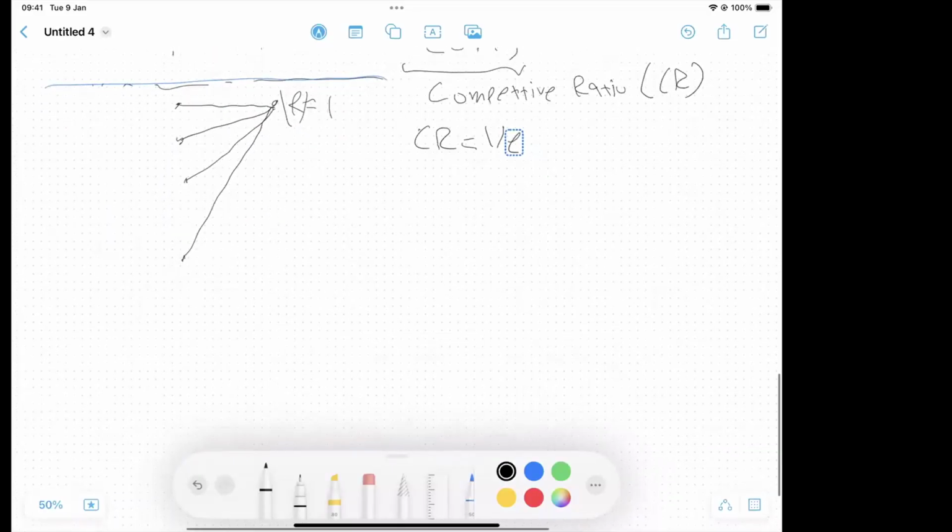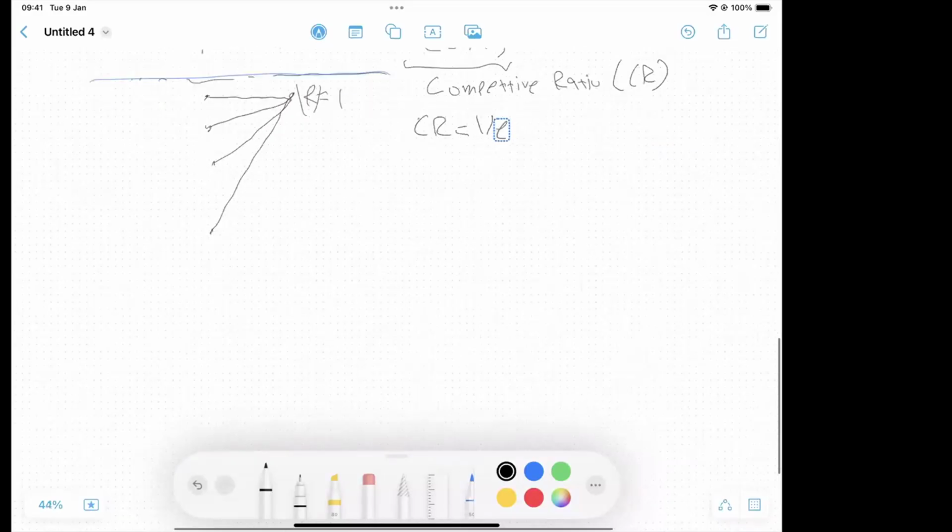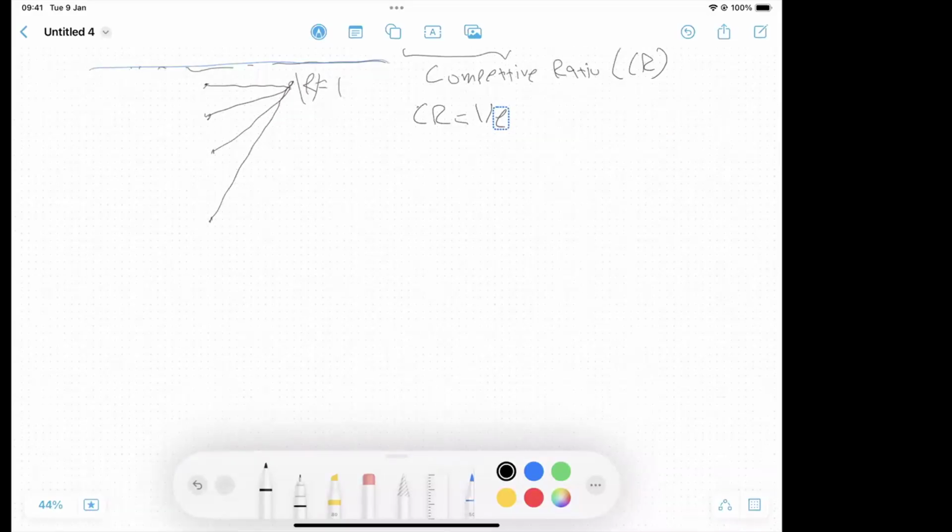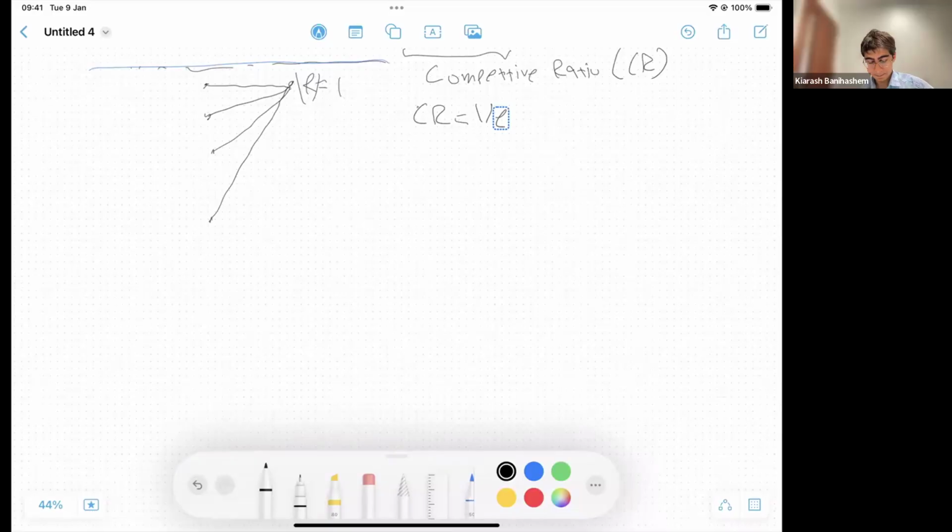In secretary, when we had this expectation of opt, opt was essentially just the single best value. And then we get 1 over E. That was exactly the expectation of our algorithm compared to opt, 1 over E times opt. So that was the same competitive ratio we had for secretary. Yeah, exactly.